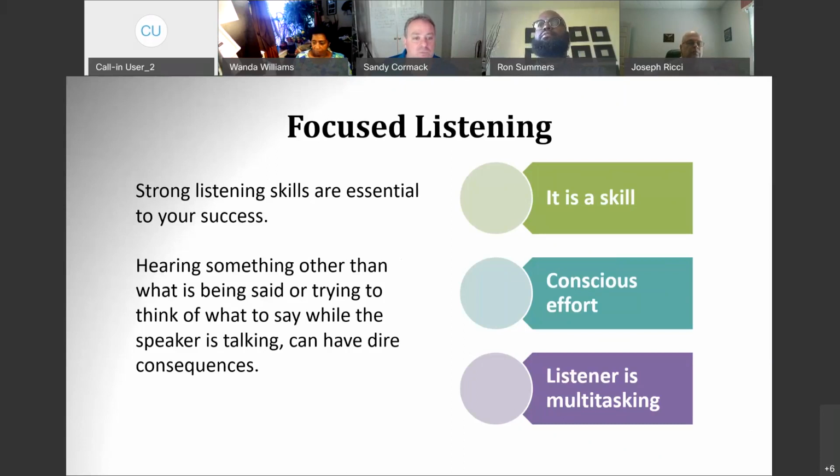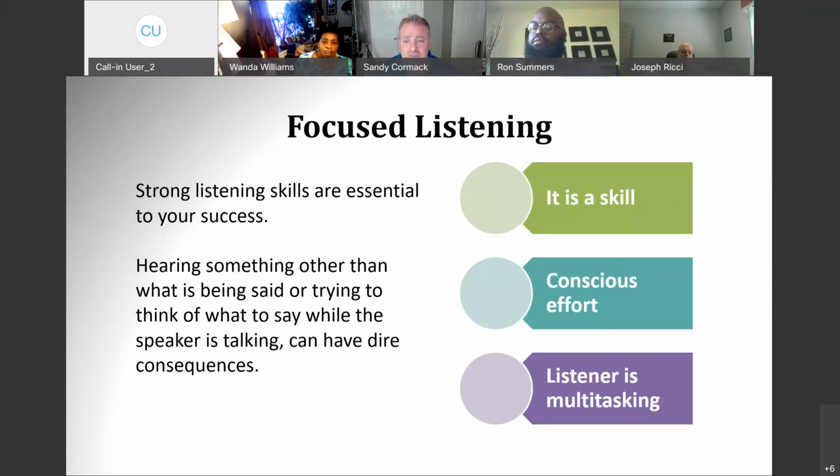Hearing something other than what is being said, or trying to think of what to say while the speaker is talking, can have dire consequences. So understanding what the individual is saying or trying to convey, or jumping right to the conclusion before you understand what the situation is, always leads to bad consequences.